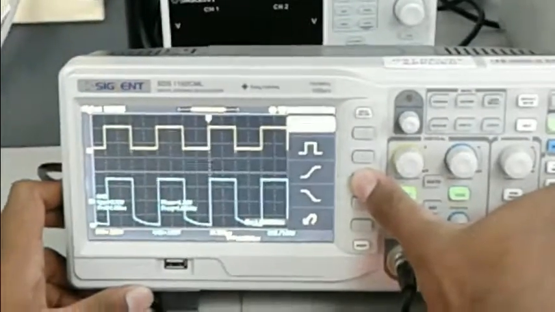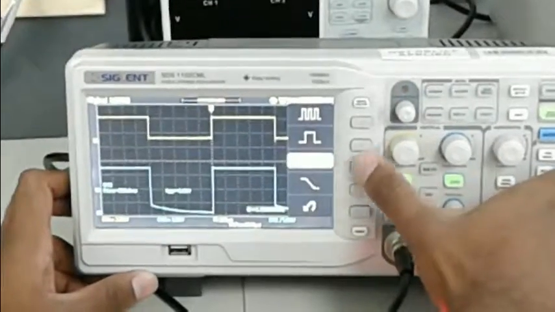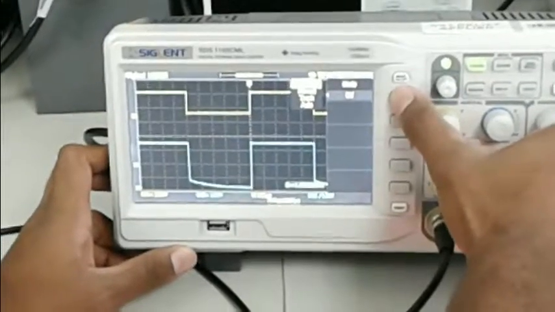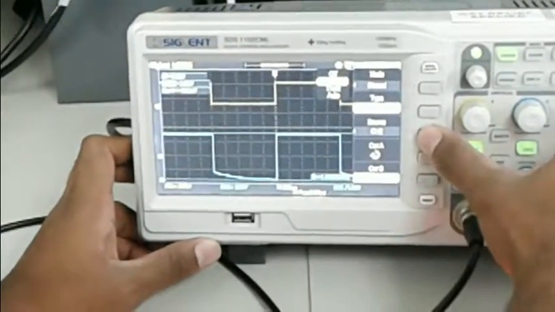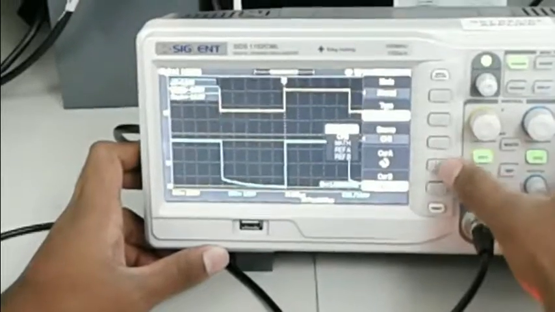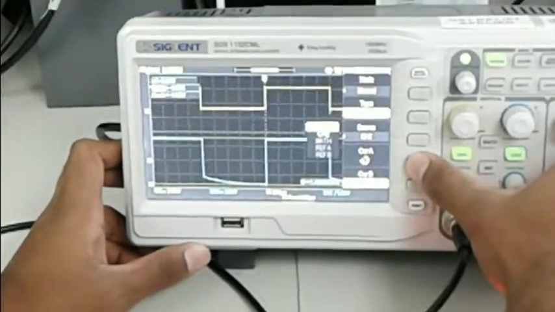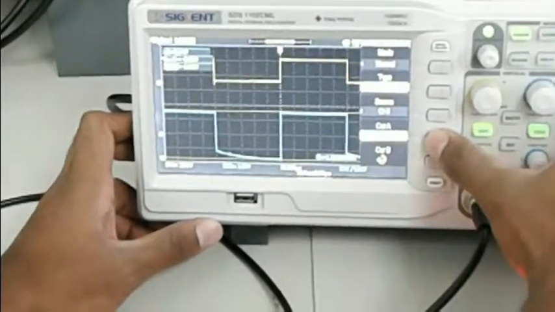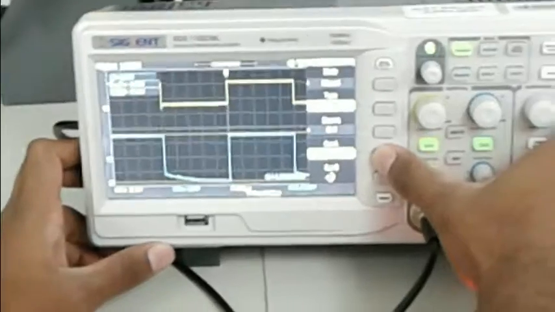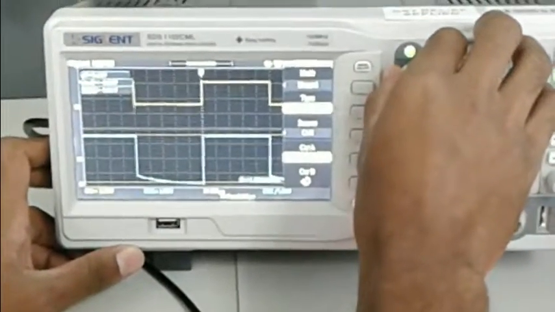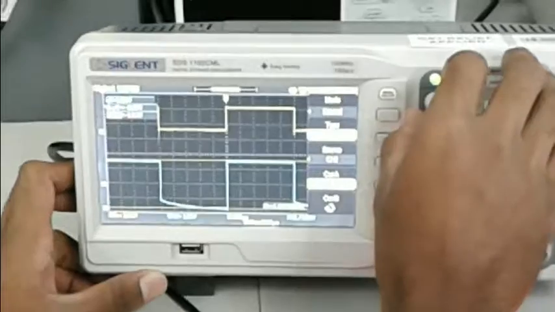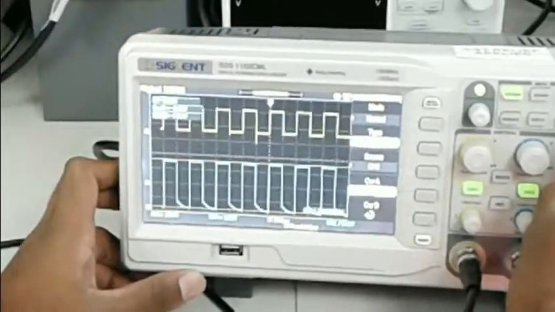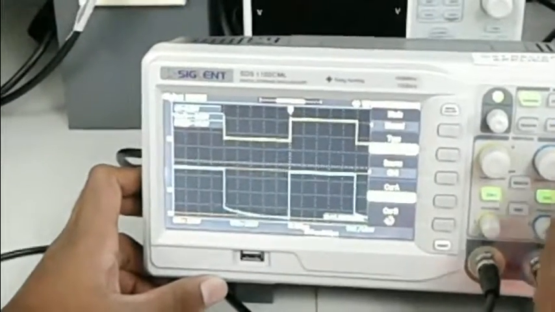First we choose the high edge, and then we adjust the cursors. We go to the cursor menu, manual, and most importantly we switch the source to channel 1. Now we can adjust both cursors. First of all, cursor A is supposed to be placed in the middle of the yellow curve. I think we need to zoom in to get a better view.